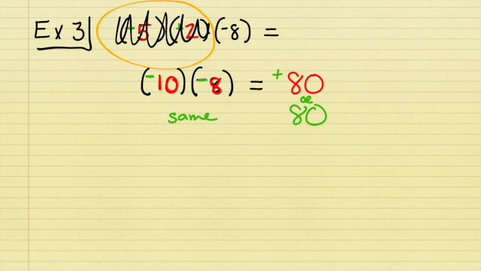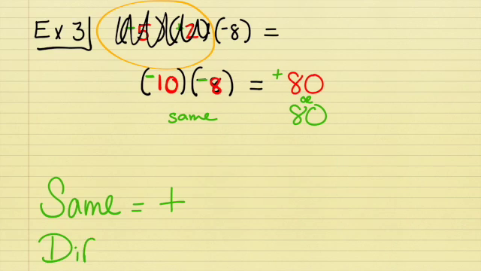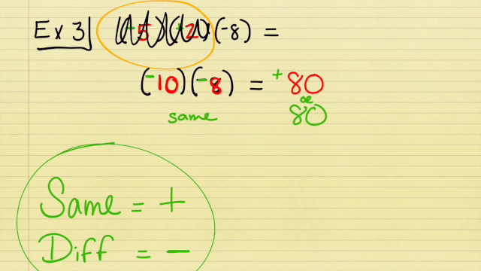So the multiplying and dividing part's not that difficult. We just have those 2 rules to remember. When you're dealing with 2 numbers that have the same signs, your answer is always going to be a positive. And if you're dealing with 2 numbers that have different signs, your answer is always going to be a negative. If you can remember that, memorize that, you're going to be in pretty good shape.